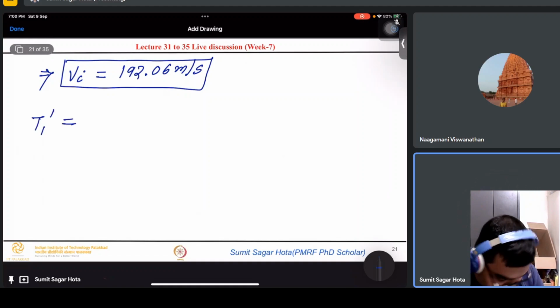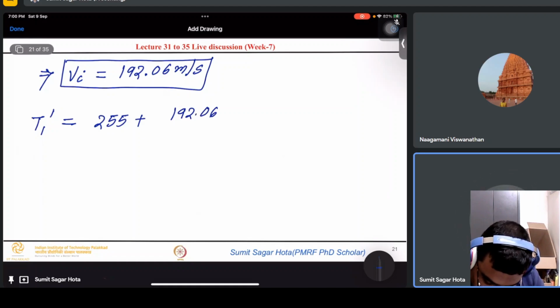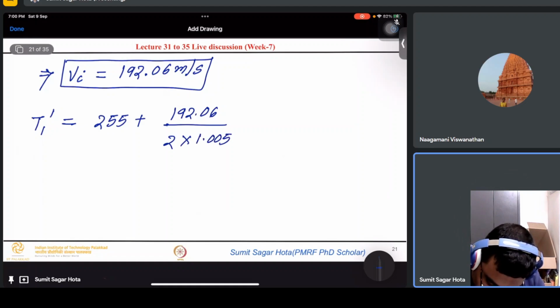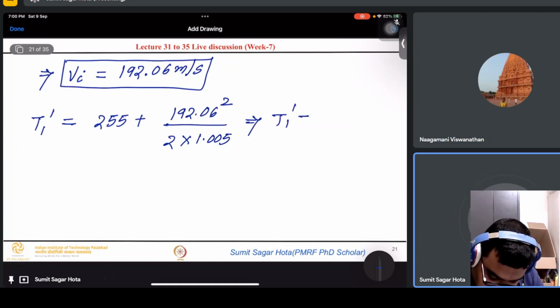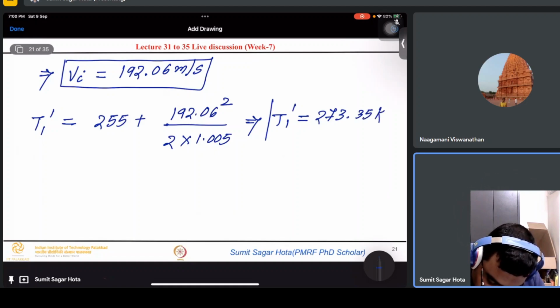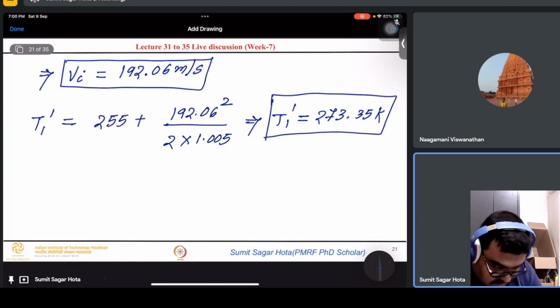Okay, so TA is your 255, I already showed you. The velocity you just calculated, divided by 2 into 1.005. So now T1 dash comes out to be 273.35 Kelvin. Now you got your T1 dash.